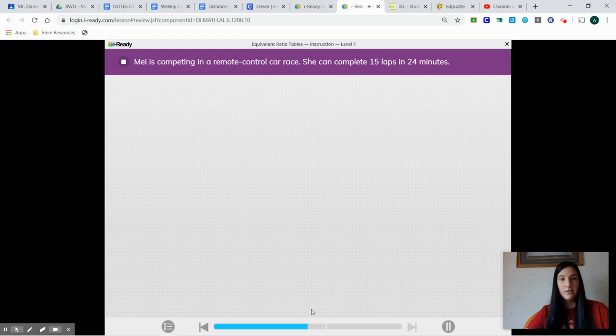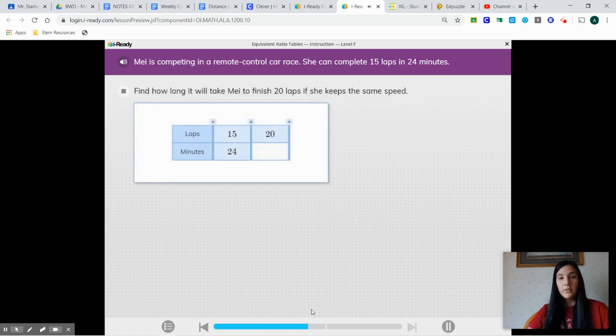And hit next. May is competing in a remote control car race. She can complete 15 laps in 24 minutes. Find how long it will take May to finish 20 laps if she keeps the same speed. Okay, so again, to get from 15 to 20, we can't really multiply by a whole number. So what we're going to do is simplify. We're going to simplify the fraction 15 over 24. When we do that, we're going to divide both the top and the bottom by 3. And we're going to get 5/8.